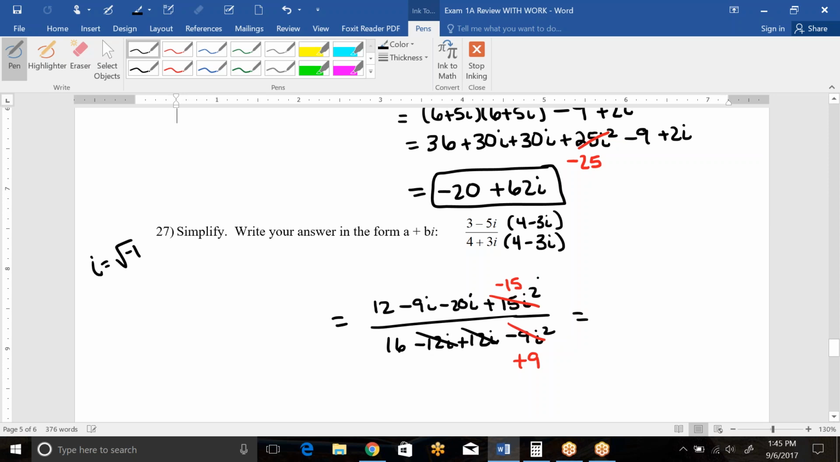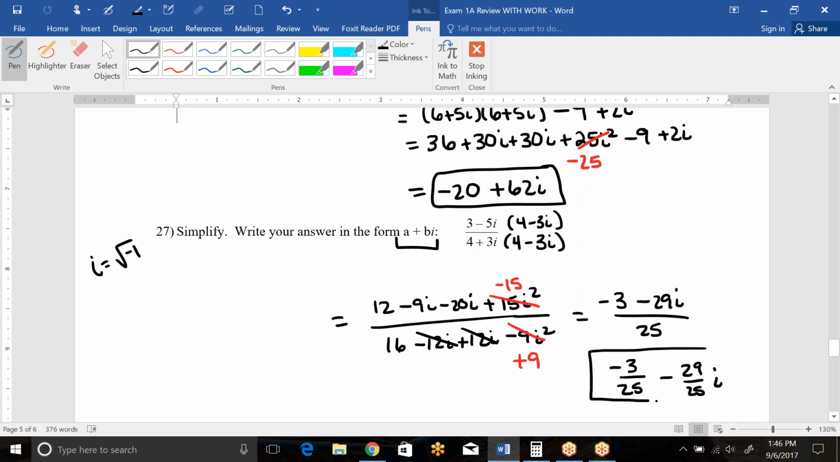So on top, this is 12 minus 15, so that's negative 3. And negative 20 and negative 9i would be negative 29i. And then on the bottom, we have 16 plus 9, so that's going to be 25. Now, that is not our final answer. We want to write this in a plus bi format, which means the real part and the imaginary part are separated. So what that means is you write them both over the denominator as separate fractions. And then you do want to double check to make sure that the fractions are reduced, and they are in this case. So that is the final question.